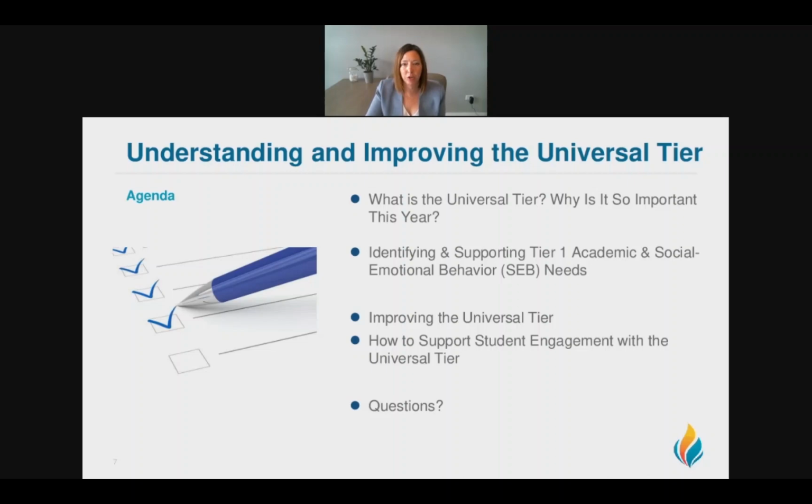So today we're going to focus on exploring a little bit about the universal tier, what it is, and then really dig very deeply into identifying and supporting Tier 1, both academic and social emotional behavior needs. So we'll look at identifying those needs within your system and then spend more time looking at how to improve the universal tier and focus specifically on things that you can do this year in your district to improve the instruction and equity of instruction that's happening for all students right away. We'll also explore supporting increased student engagement within the universal tier. And as Lynn indicated, we'll leave plenty of time for questions at the end.